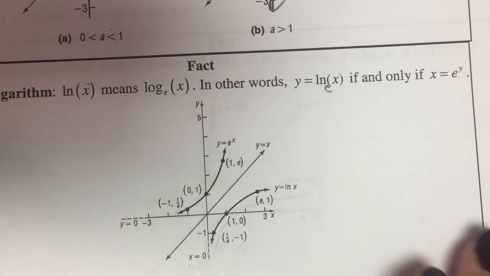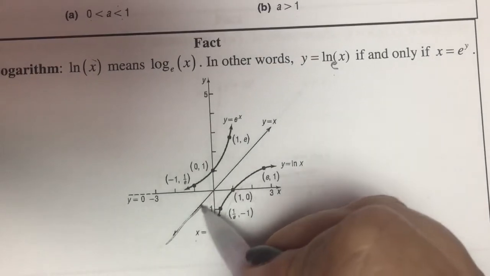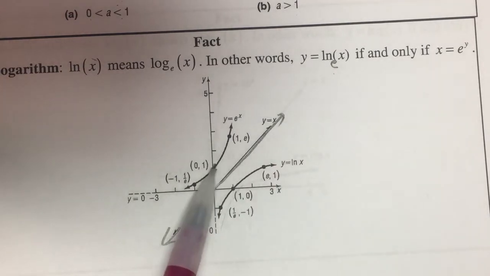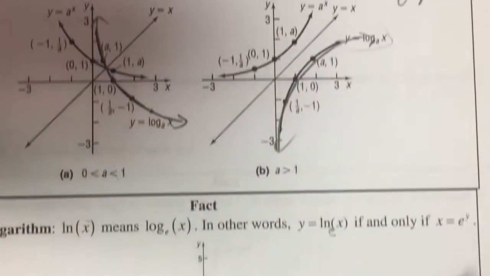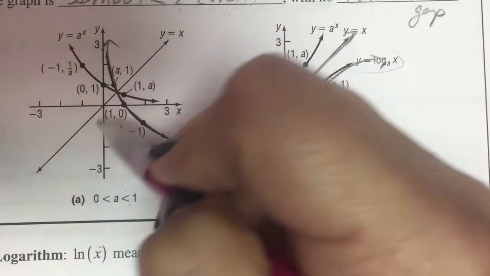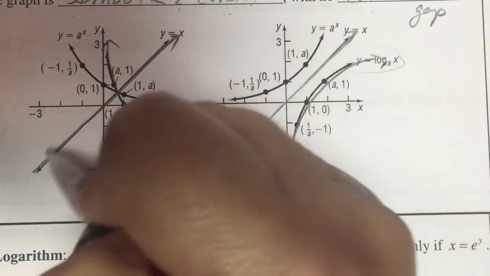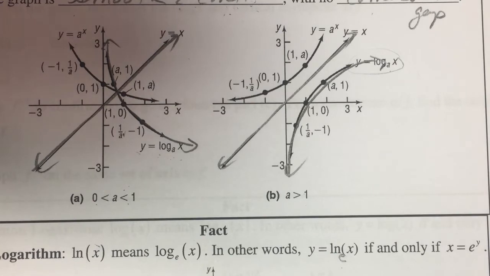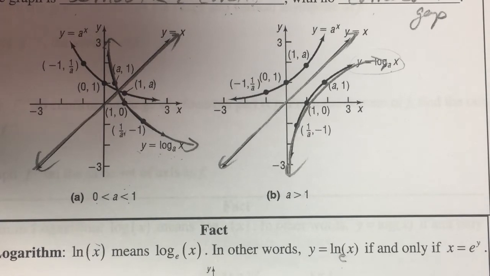I also wanted to quickly point out, I've said a couple of times that logs and exponentials are inverses of one another. Notice for each one of these pairs of graphs, there's symmetry with respect to the line y equals x. That's why they have that drawn here and here. And remember, that will always be true if you're talking about graphs of inverses of one another.